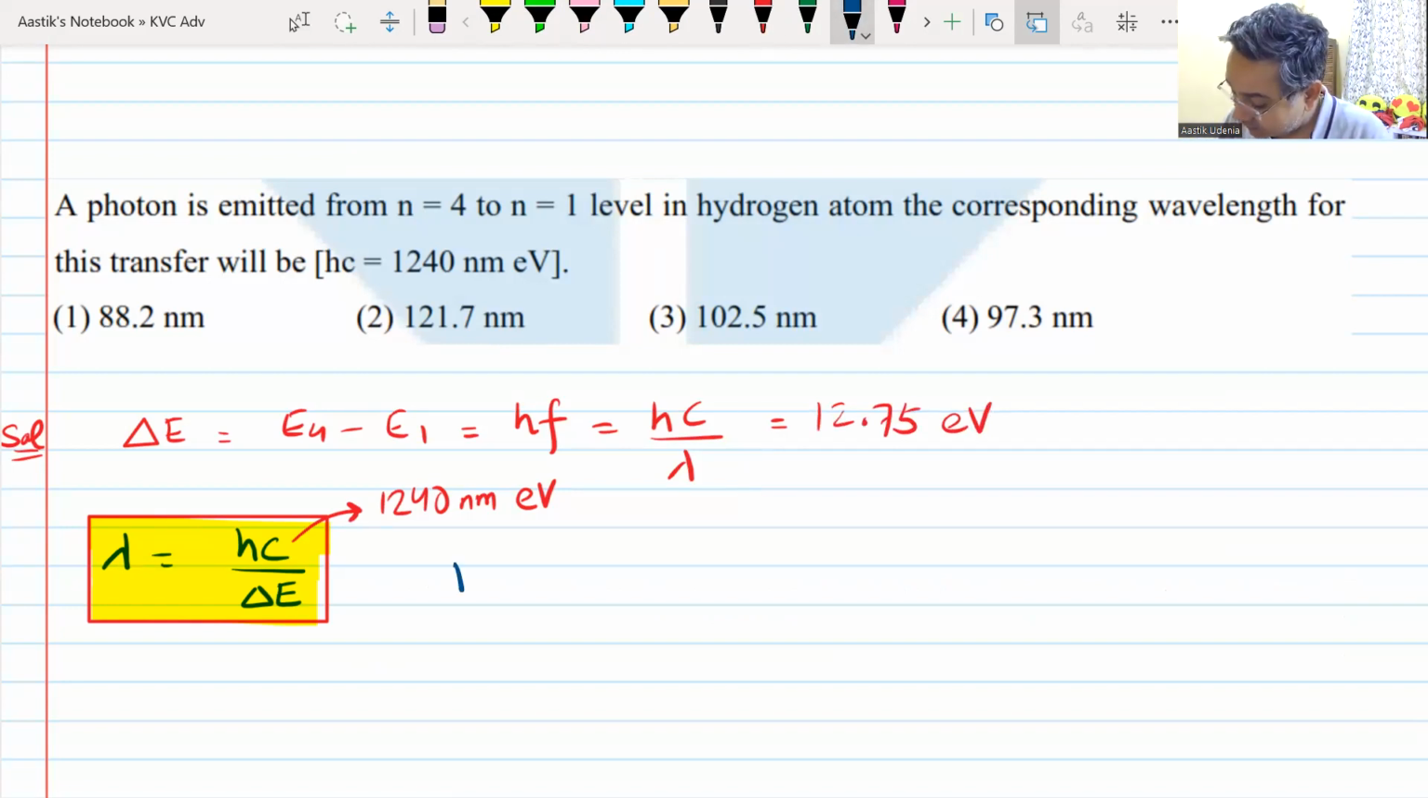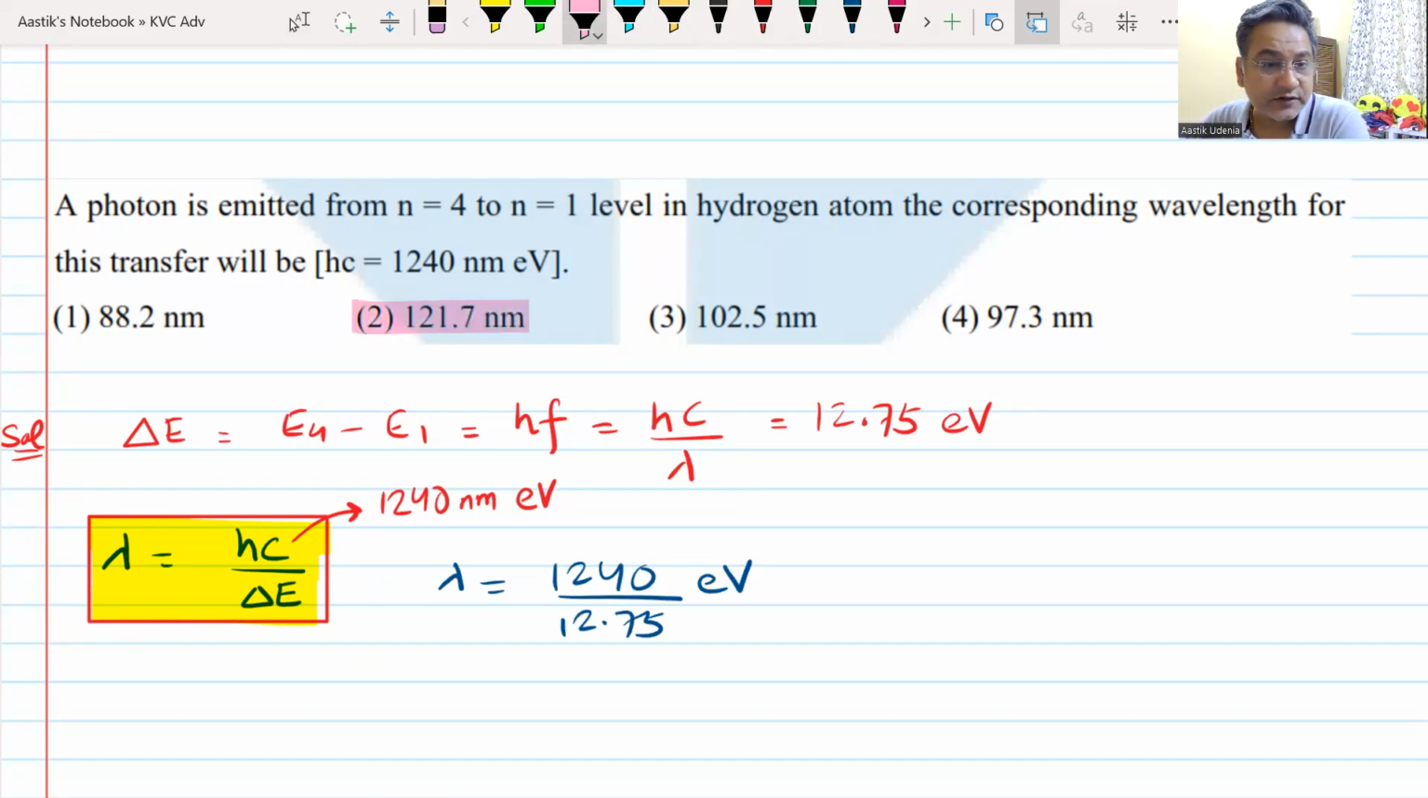So your wavelength lambda becomes 1240 divided by 12.75 in electron volt. So the answer that you are going to get would be somewhere in the range of 97.3 nanometers, and that is the answer that we were looking at. Please note down this question.